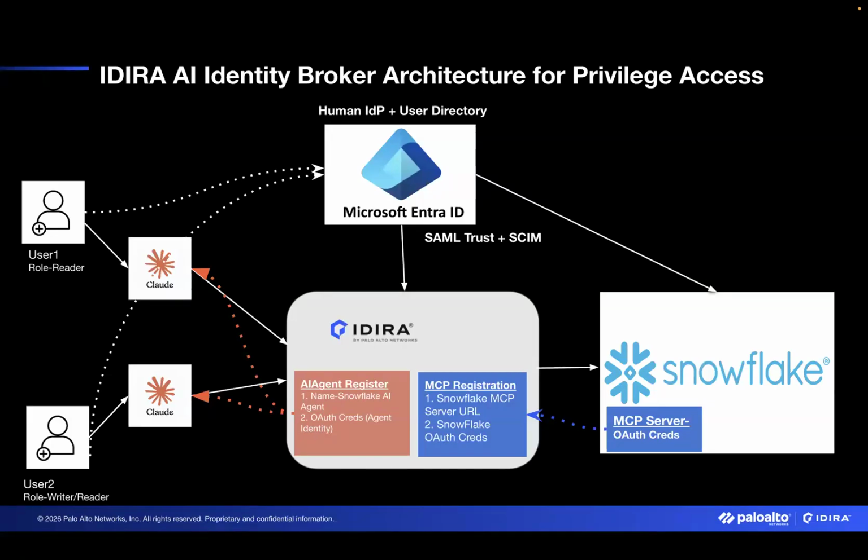Hi everyone. In this short video, we are going to see how IDIRA AI Identity Broker can be leveraged for privilege access for your AI agent. In this architecture, I'm using Snowflake as my target MCP server, Claude as my AI agent, and Microsoft Entra ID as my human IDP.